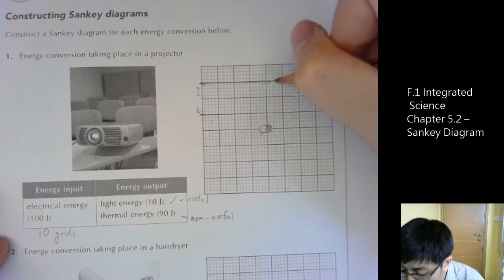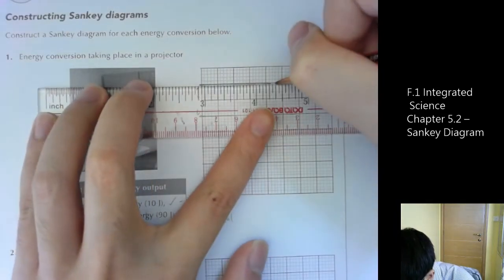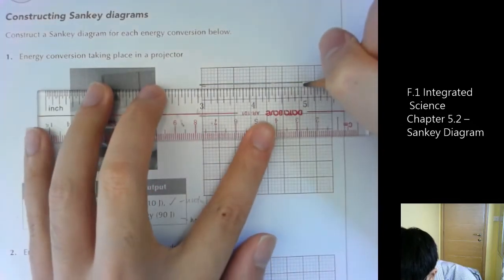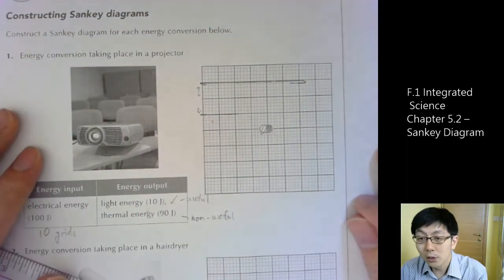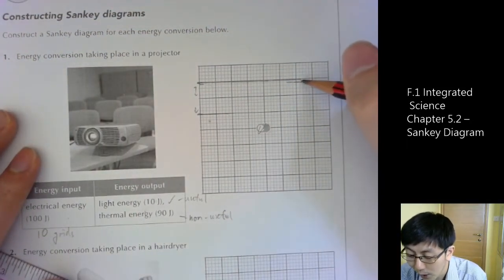So I'll draw it like this. I'll keep one grid here. There is only one grid. Okay, very little. So this will be the useful energy form.